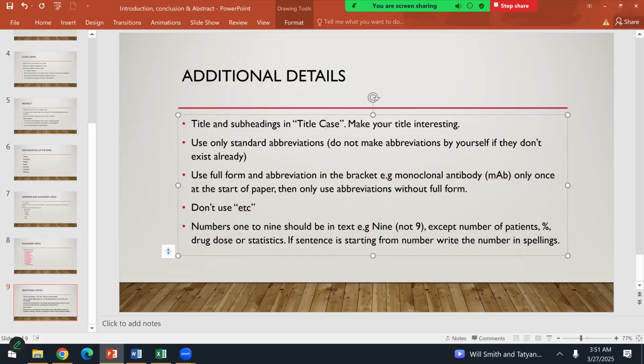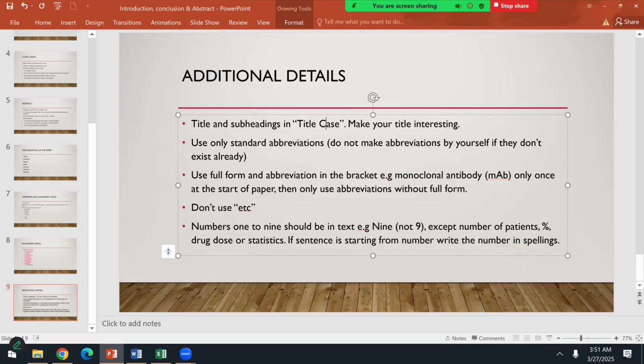Don't use etc. And numbers from 1 to 9 should be in spellings. For example, you would write nine, and not 9. Except for number of patients, percentages, drug dose, or statistics, numbers should be in spellings. And that applies to any number from 1 to 9 only. And if any sentence is starting with any number, then you would also have to write the spelling of that number.